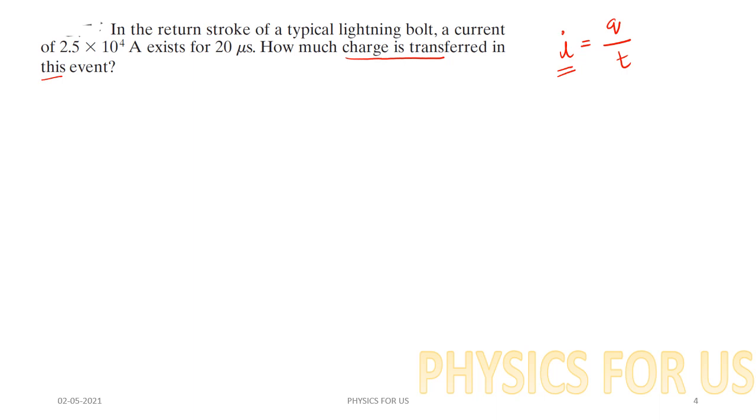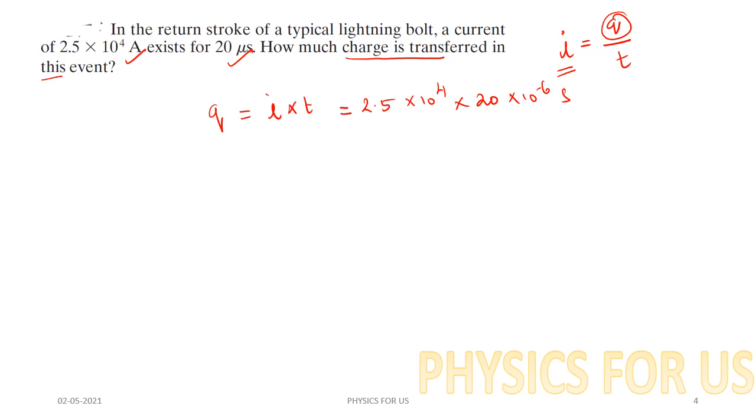Here the current in amperes is given, and the time in microseconds is given, and in the lightning stroke we have to find how much charge is transferred. We have to find q here. First of all, we can write q is equal to I into t. This I is the current, 2.5 into 10 power 4, into 20 into 10 power minus 6 seconds.